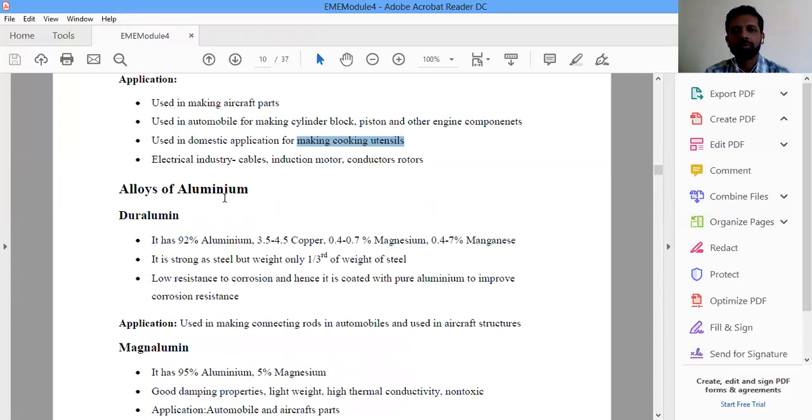So alloys of aluminium. As I said in the previous class, one is duralumin, which is the most preferred material in aircraft. After aluminium at 92%, 3 to 4.5% will be copper, 0.4 to 0.7% of magnesium, right, and some percentage of manganese also. So this will make it almost as good as steel. It has low resistance to corrosion also, so it has to be coated with aluminium.